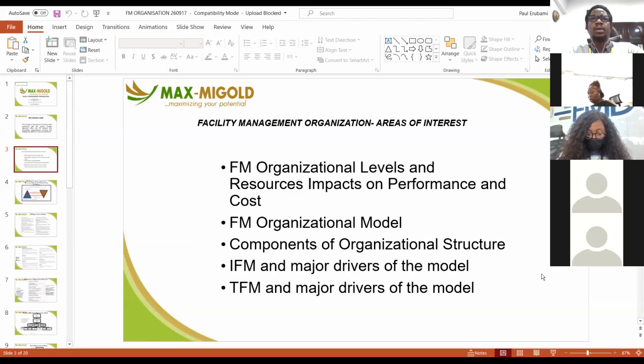So we're going to be looking at FM organizational levels and resource impacts on performance and costs. We're going to look at FM organizational models, three or four models. And then we're going to look at organizational structure generally, both the organizational structure of the entire business and that of our own FM department. We're going to look at integrated facility management and total facility management and discuss major drivers of this kind of outsourcing in the FM space.